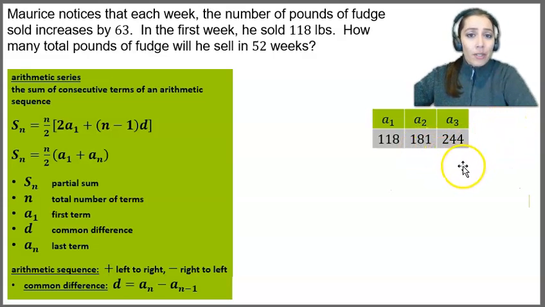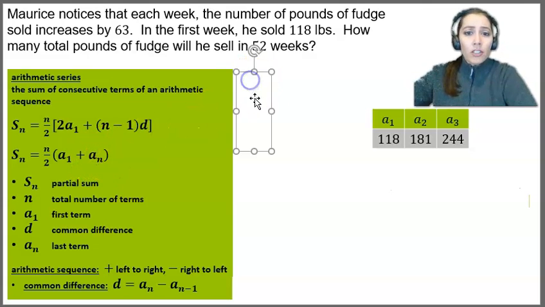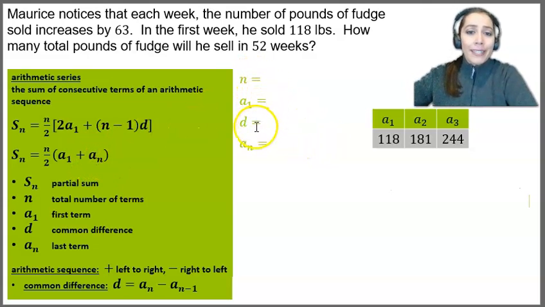up all 52 numbers. Another way to do this is when you have an arithmetic series, you can go ahead and use one of these two formulas. Now, both the formulas have an n, both of them have an a sub 1. The top one you use if you have the d, the common difference. The bottom one you use if you have the a sub n. So I need to find n, a sub 1, and either d or a sub n.